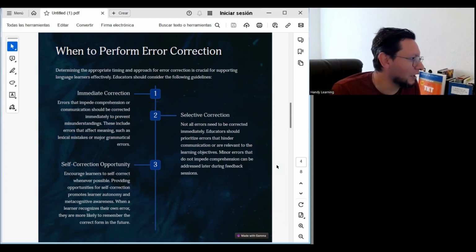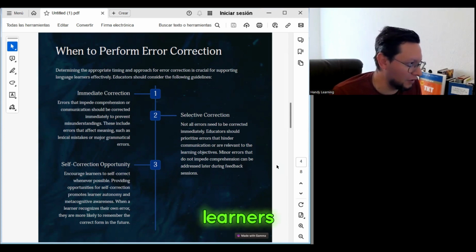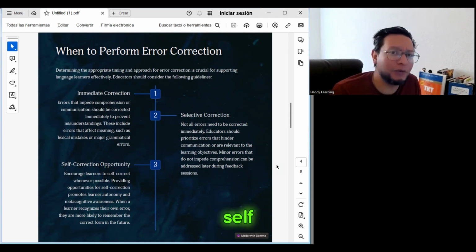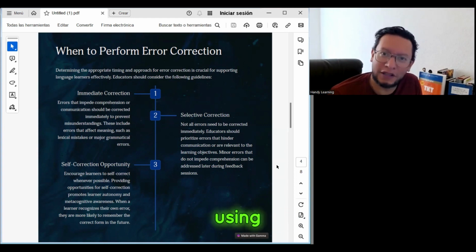Now, when to correct, which has been a big debate, when to correct mistakes of learners. We have immediate correction, we have selective correction, or we have self-correction. It will depend a lot on the context, the activity, the task that we're doing with our students, whether we interrupt or do not interrupt. It also depends a lot on the methodology that we are using to teach.